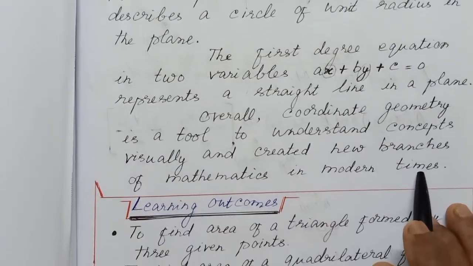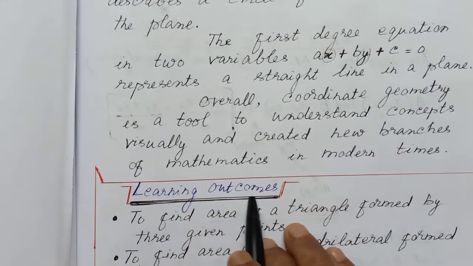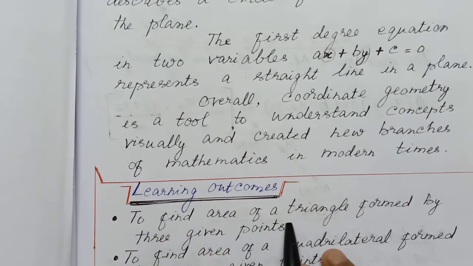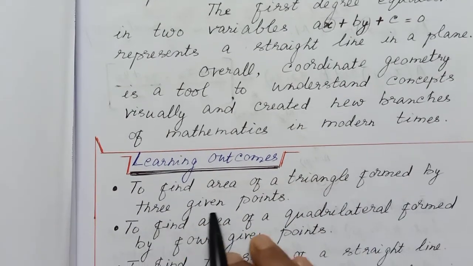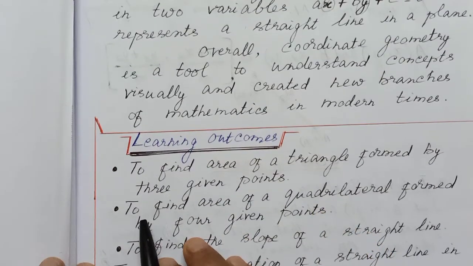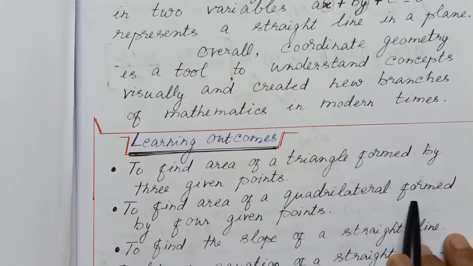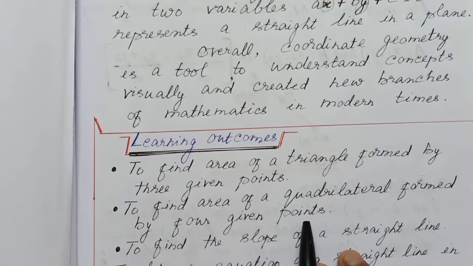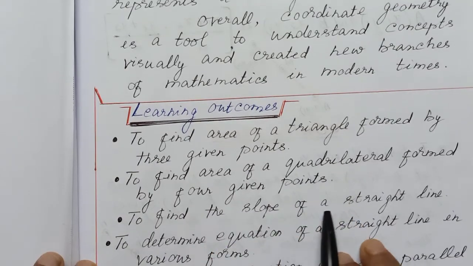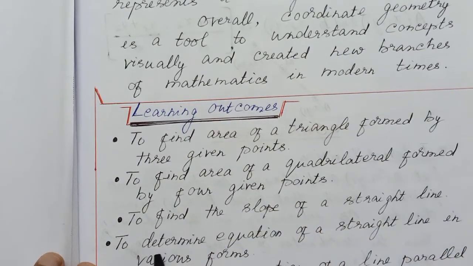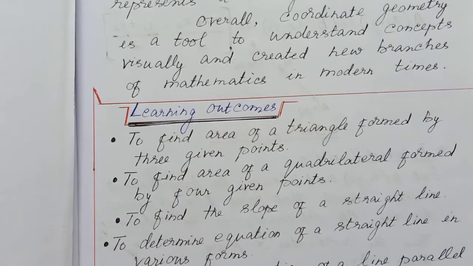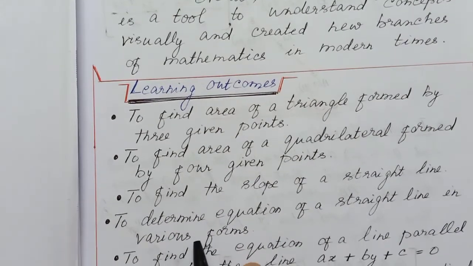Now let us learn about the learning outcomes. To find the area of a triangle formed by three given points. The second one, to find the area of a quadrilateral formed by four given points. The next one, to find the slope of a straight line. The next one, to determine the equation of a straight line in various forms.